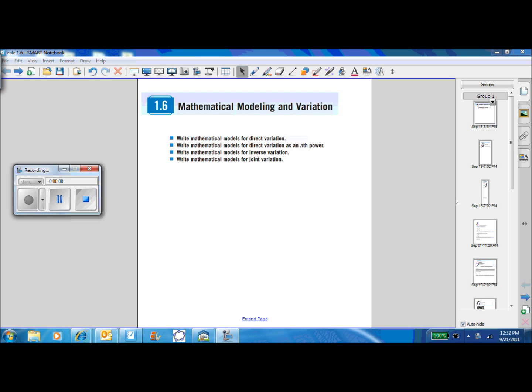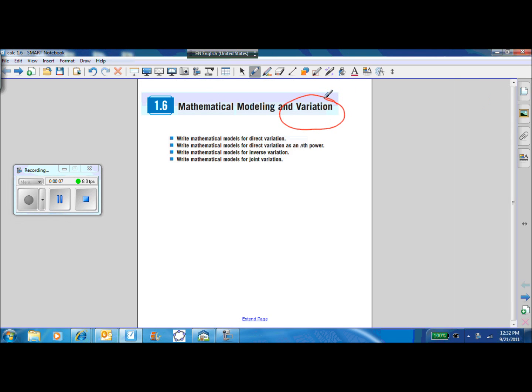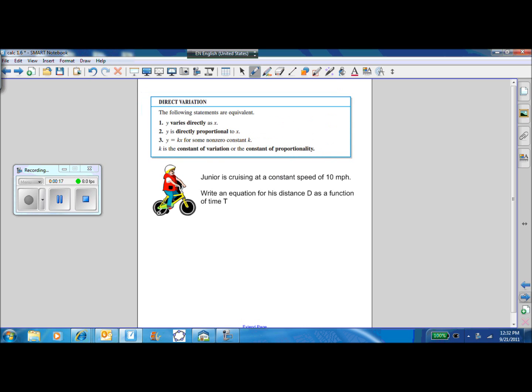Calculus students, this is our last section of Chapter 1, Mathematical Modeling Variation. We're going to be focusing in on the variation and look at all four of these different types. A lot of the rest of the chapter is on statistical modeling, which you'll do more if you take AP Stats, and you'll do in the future.